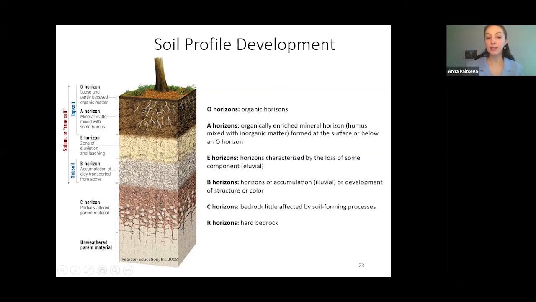The C horizon is altered, or actually altering, parent material. It's not rock anymore, but it's not very rich in organic matter. So it's a mix of broken down minerals and soil, but not much organic matter unless roots can grow down.